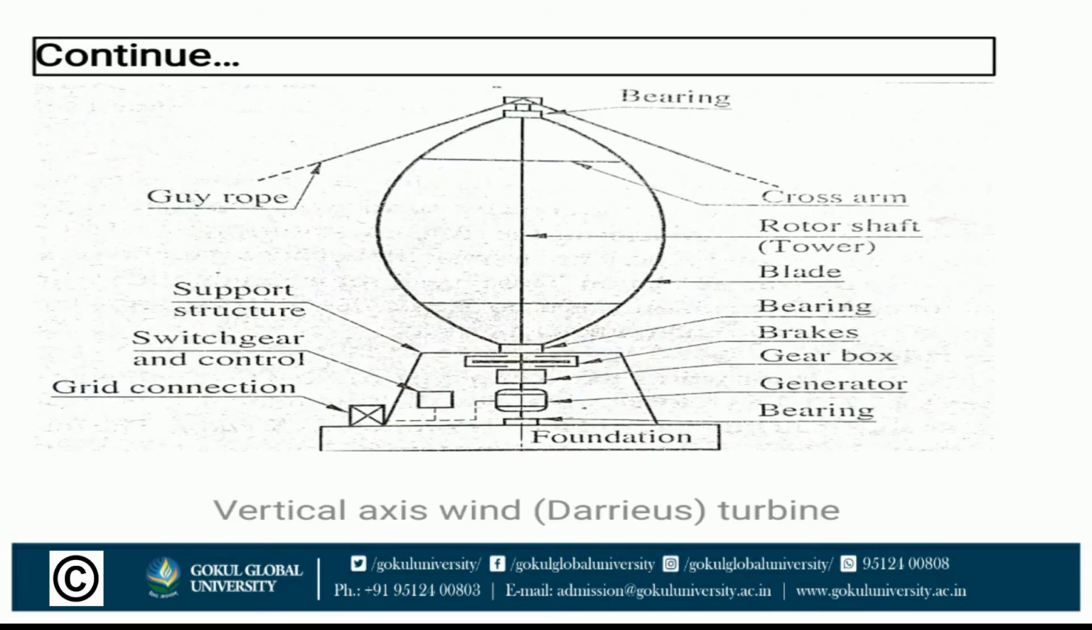Second one, blades. It has two or three thin and curved blades. The blades are shaped like an eggbeater in profile. The blades have an airfoil cross section with constant chord length. The pitch of the blades can't be changed. The diameter of the rotor is slightly less than the tower height.